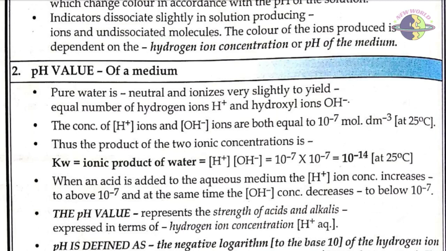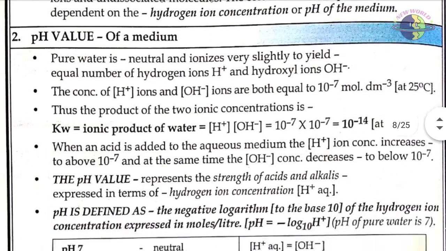10 to the power minus 14 means H plus is 10 to the power minus 7 and OH minus is 10 to the power minus 7. When both are multiplied, the powers add up to 10 to the power minus 14 at 25 degrees Celsius. When an acid is added to the aqueous medium, the H plus ion concentration increases to above 10 to the power minus 7, and at the same time, the OH minus concentration decreases to below 10 to the power minus 7.